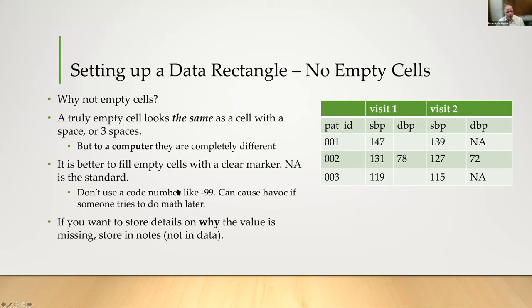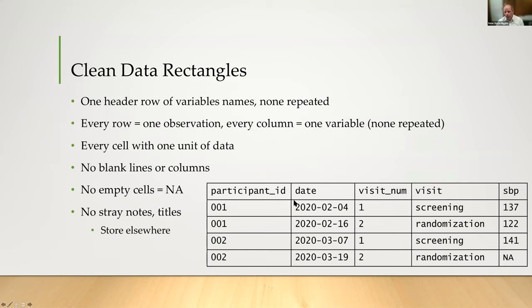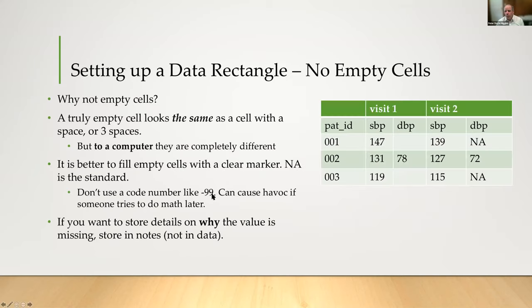In the past, people used code numbers like negative 99, which seemed like a reasonable idea at the time, but it can cause real havoc if someone tries to do math later using that number. You can get crazy numbers and not understand where it came from. If you want to store details on why the value is missing, store it in your notes or your metadata, not in the data frame itself.